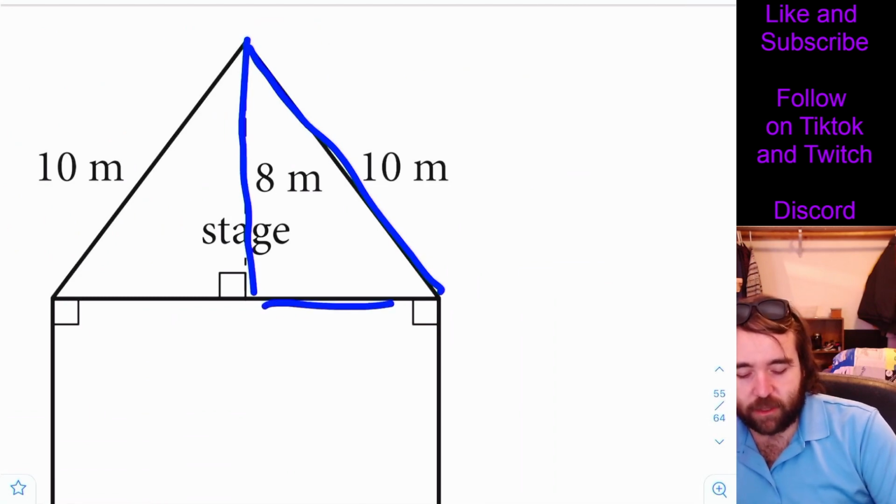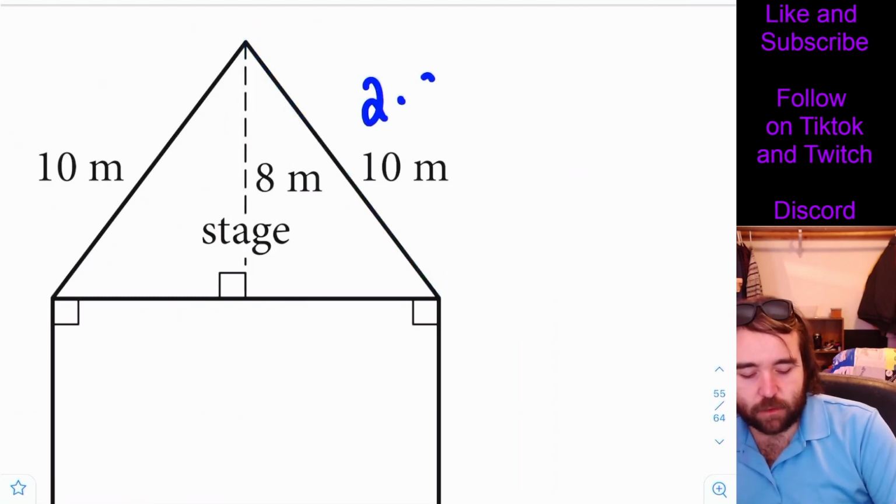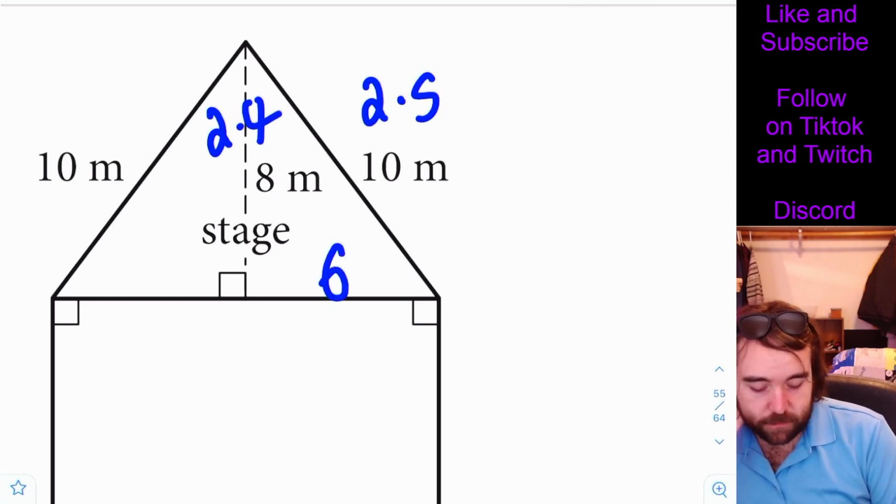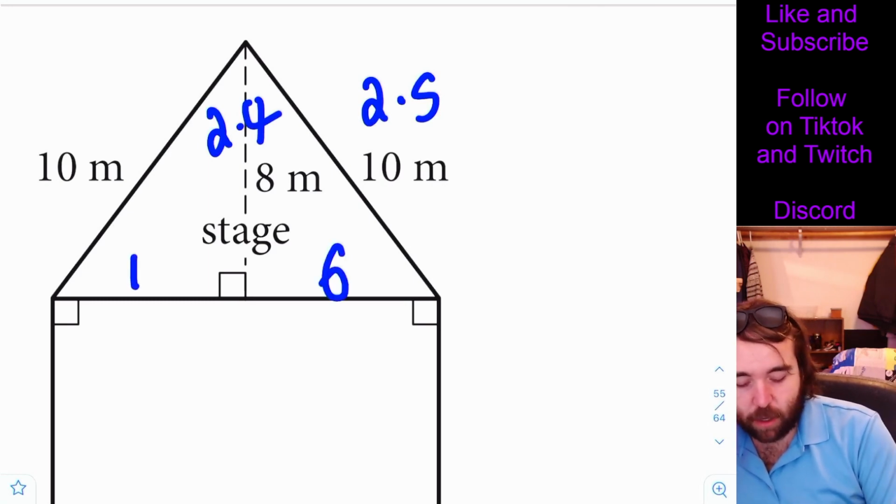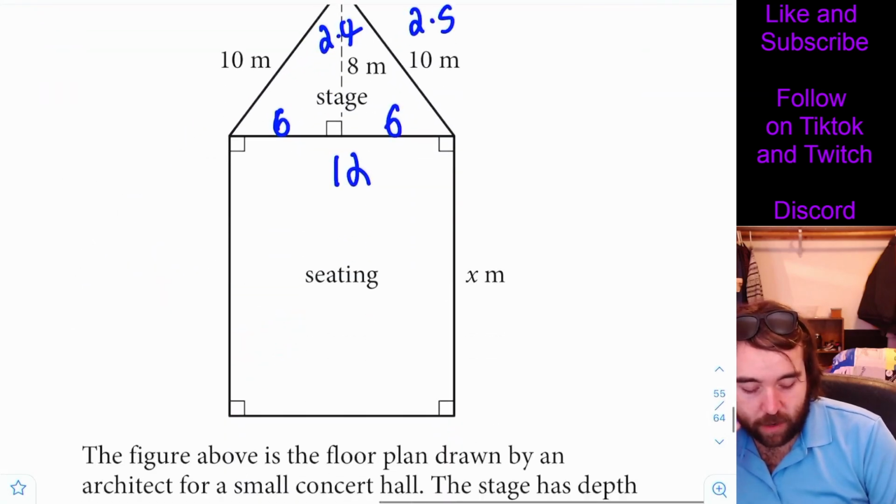And then we should see that it's a 3, 4, 5, because this is 2 times 5, and this is 2 times 4, which means that this side is 2 times 3, 6, which means that all the way across, because this is also 6, all the way across is 12.